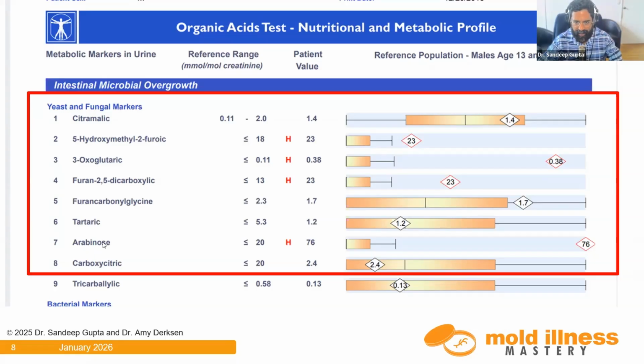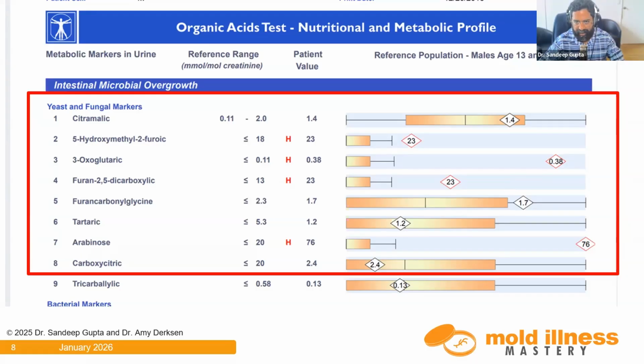Now, arabinose, number 7, is more thought to relate to yeast rather than mold. However, all the ones that are considered to be furan markers, which is 2, 4, and 5, are considered to be strong mold markers and related to Aspergillus, while some of the other ones are related to different molds other than Aspergillus. In this case, we'd be highly suspecting a problem with mold because of that.